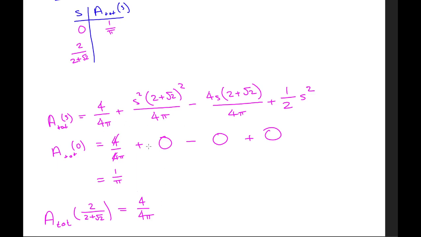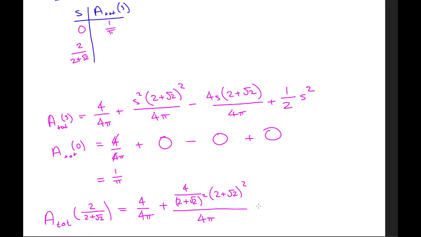And now for these, I'm going to do a couple of steps at once, right? So we're going to be squaring this guy. So we're going to have 2 squared, which is 4, over 2 plus root 2 squared. We're not going to simplify that any further. So we're going to have plus 4 over 2 plus root 2, the entire quantity squared, times 2 plus root 2 squared, and all this divided by 4 pi.